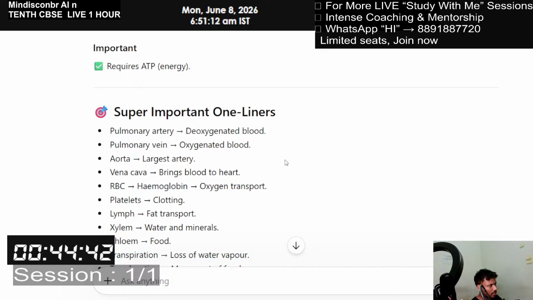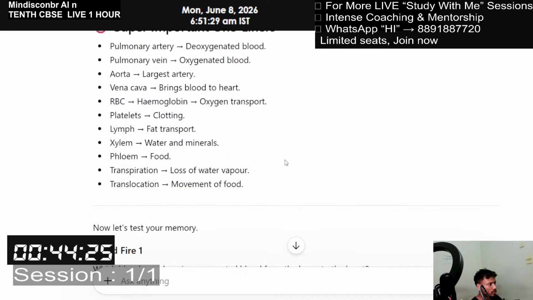RBC contains hemoglobin. It's a pigment that helps in oxygen transport. And platelets help in clotting. Lymph helps in fat transport. Xylem helps in the transport of water and minerals, and phloem transports the food. Transpiration is the loss of water vapor, and translocation is the movement of food.